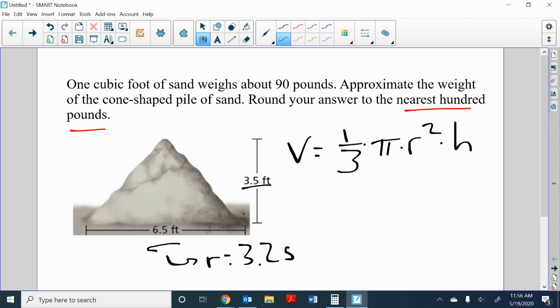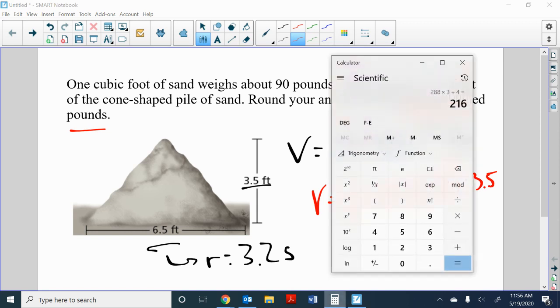So the calculator is going to do a lot of the heavy lifting here. So I'm going to say my volume is equal to 1/3 times 3.14 times my radius, 3.25 squared, times the height, which is 3.5. Okay, so I'm going to go right to my calculator and just start typing that stuff in. Now, I have a pi button, so let me actually clear that out. But let's do my radius squared, so 3.25 squared, times the height, 3.5, times pi.